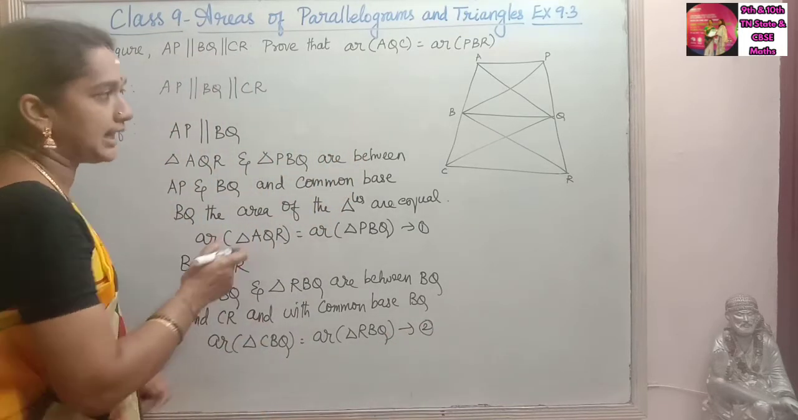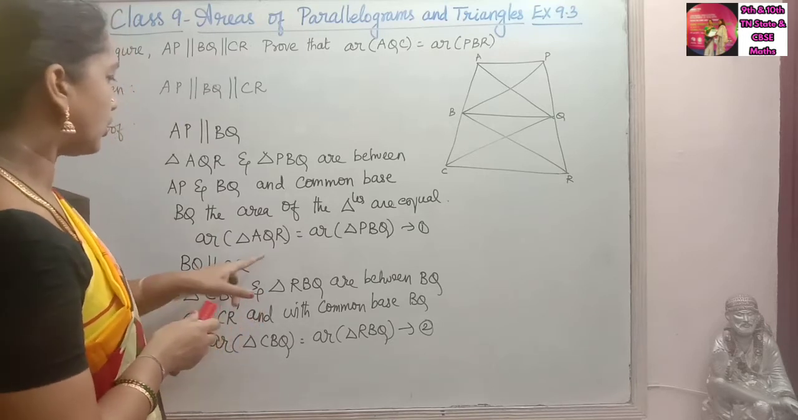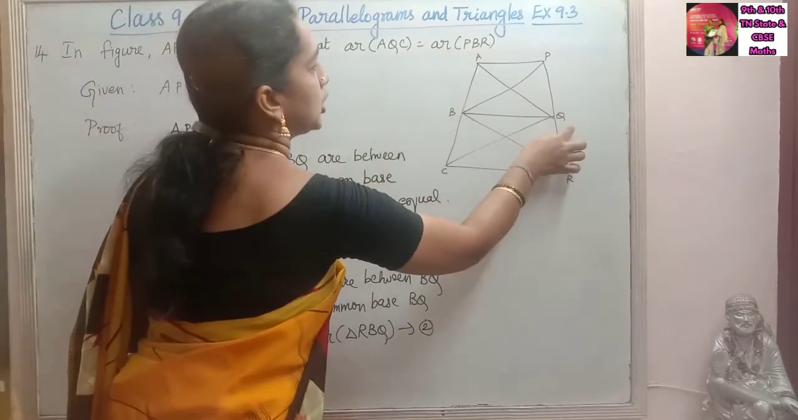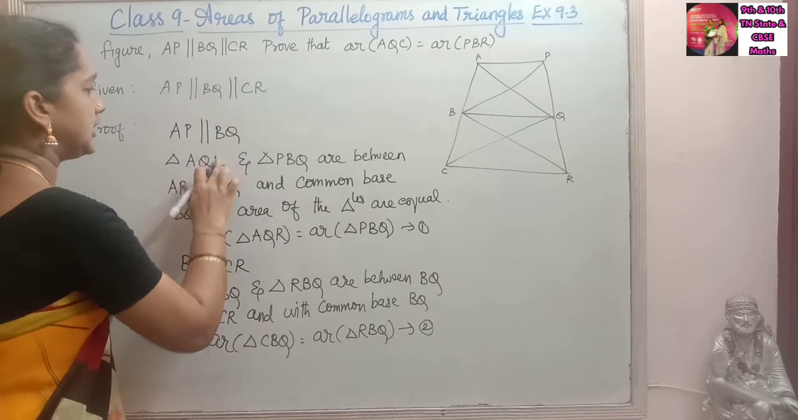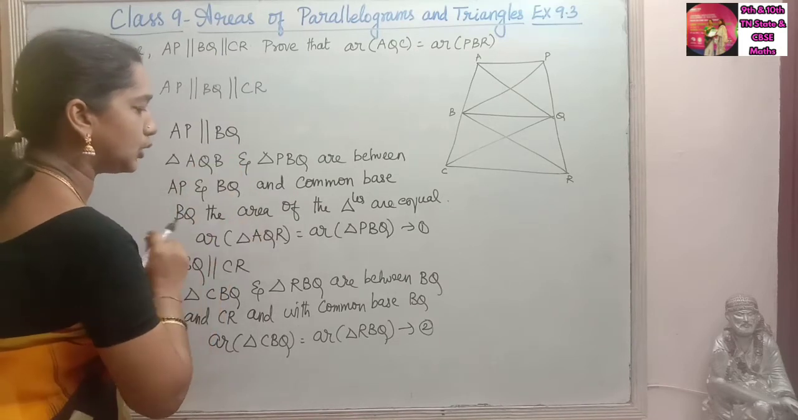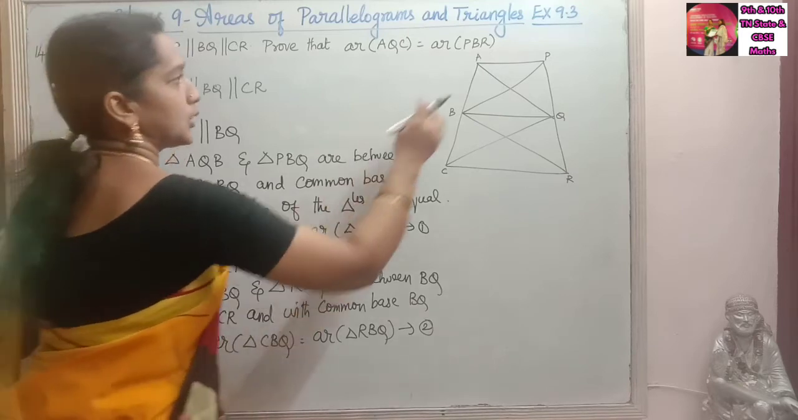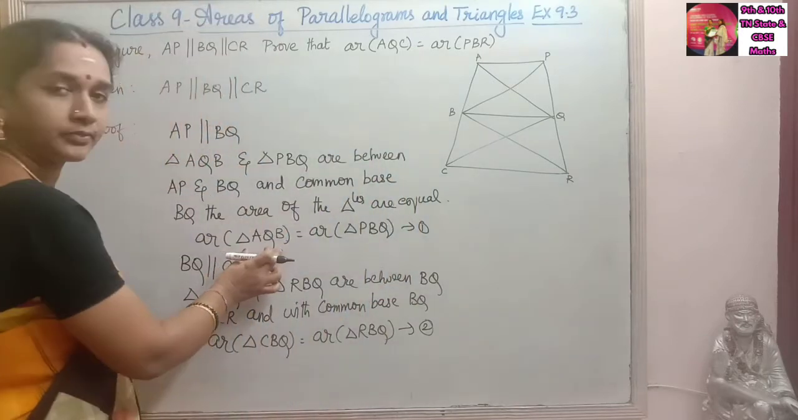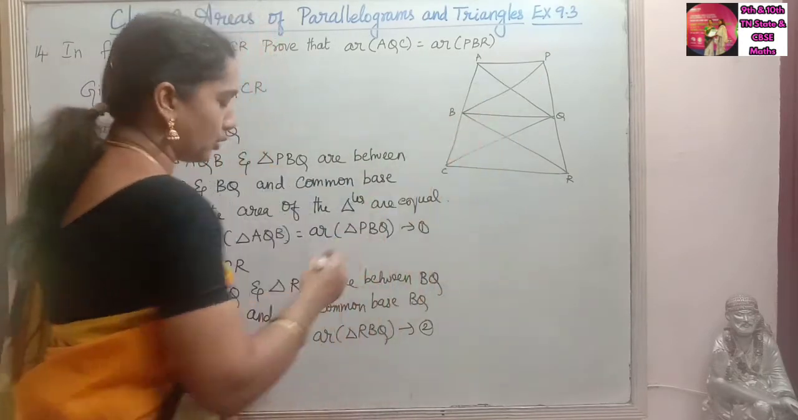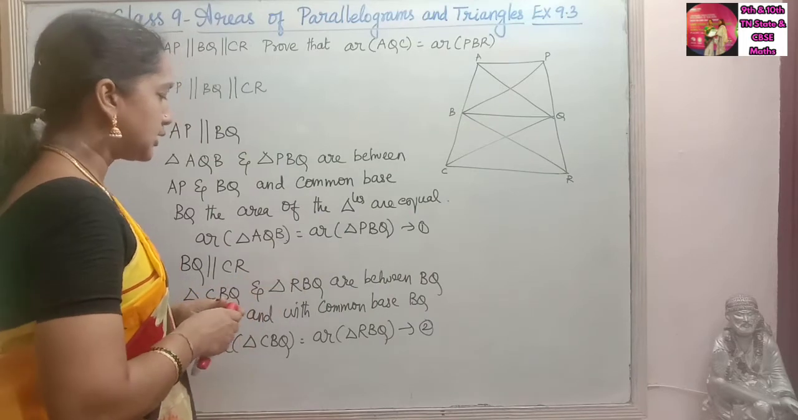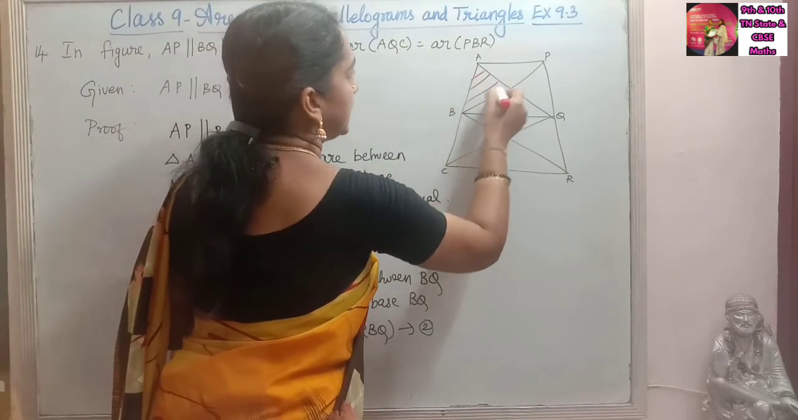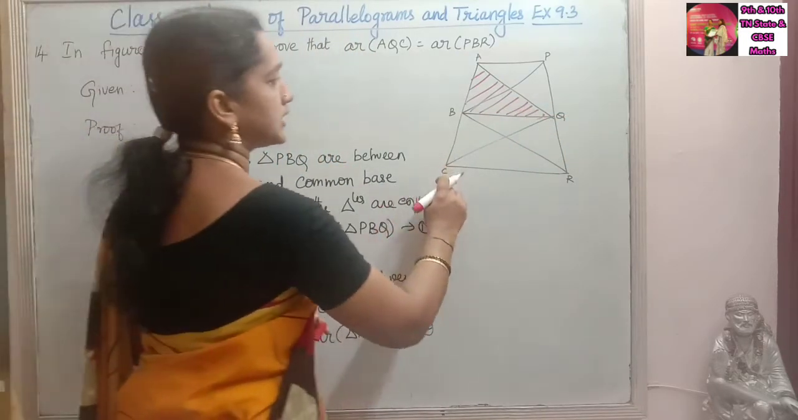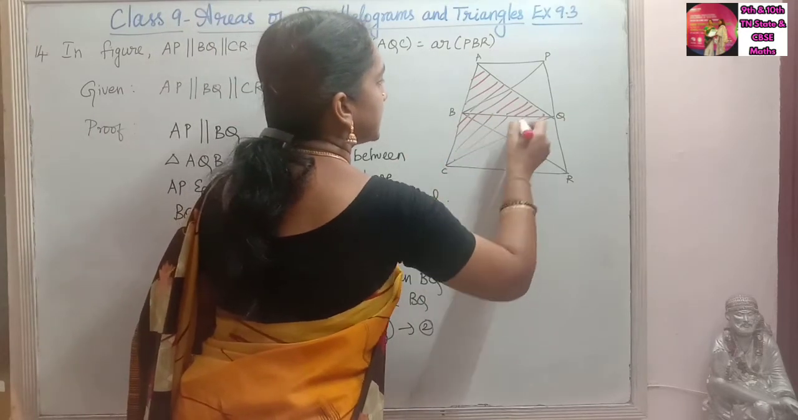So when we add this AQR and PBQ, sorry, this is not AQR, it is AQB. This one is AQB, not R, AQB. It is between AP and BQ only. So AQB and PBQ. So when we add, AQB is this part, and CBQ is this part.